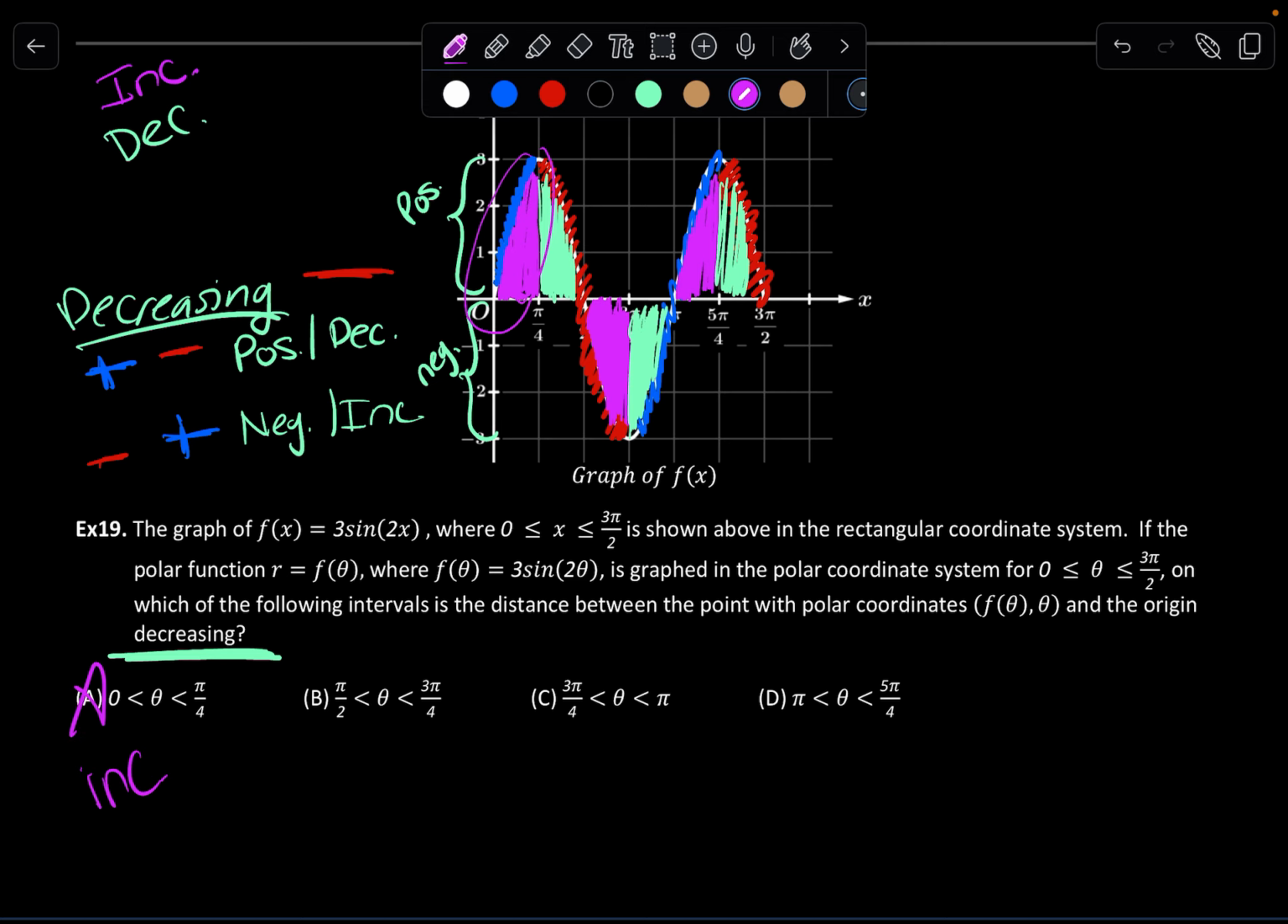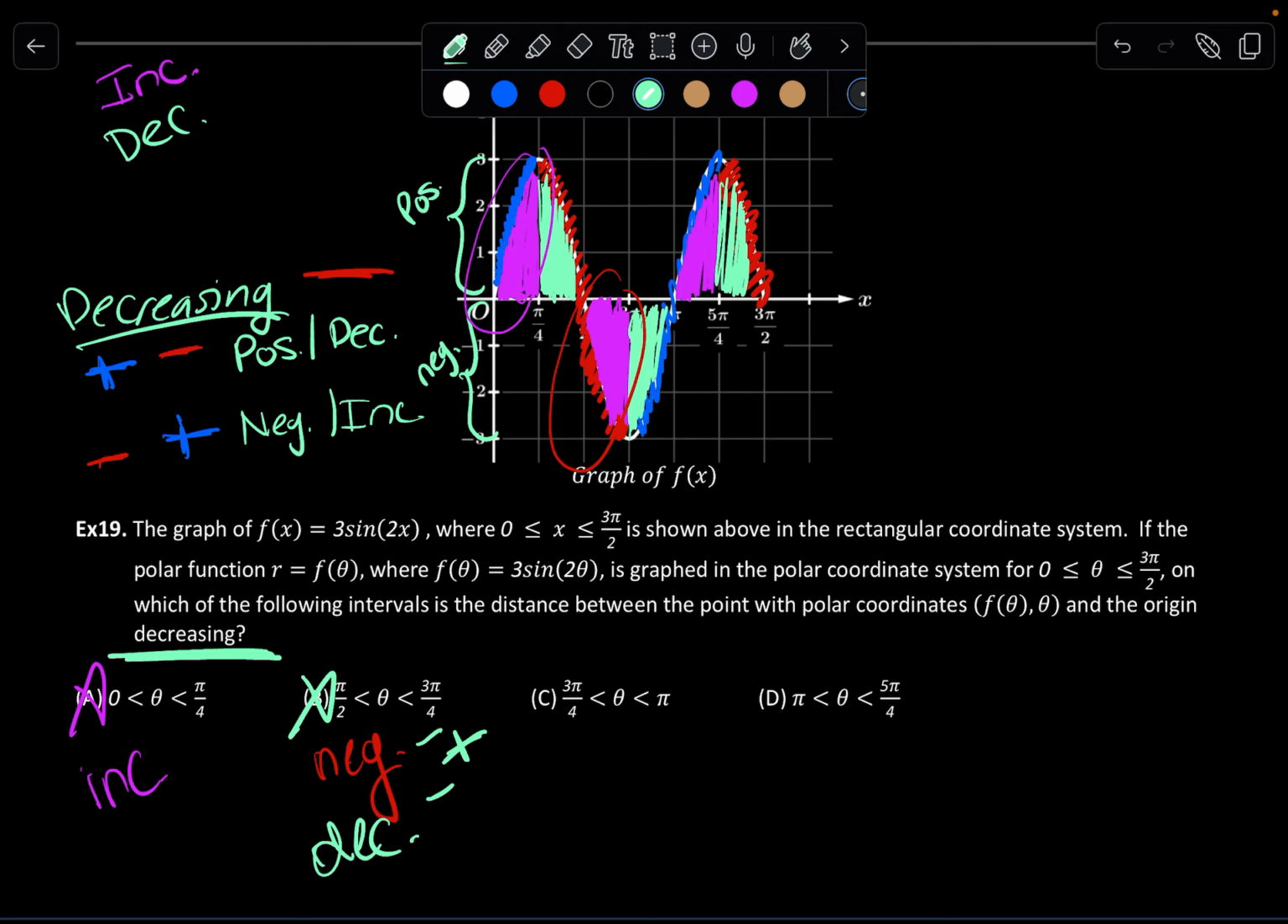Part B says pi over 2 to 3 pi over 4. Well, from pi over 2 to 3 pi over 4, which is this section here, it is negative, and the slope is decreasing. So negative and decreasing means that the distance from the pole, between the point and the pole, is increasing. So it won't be B.